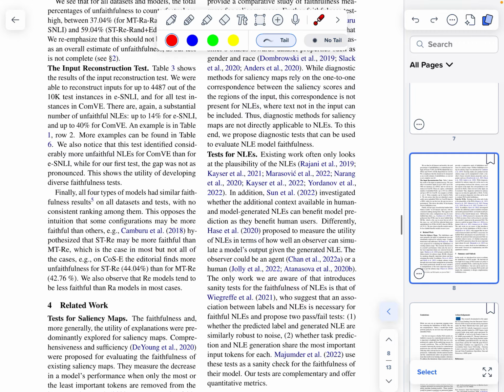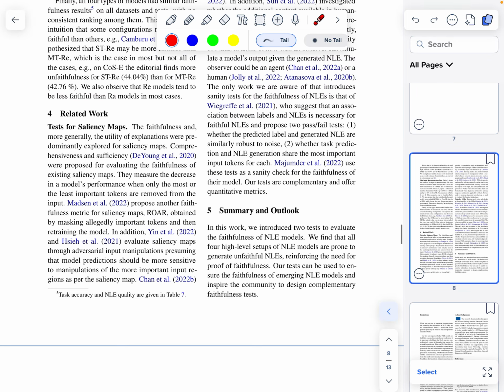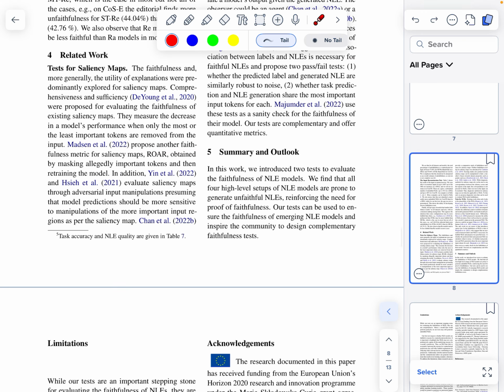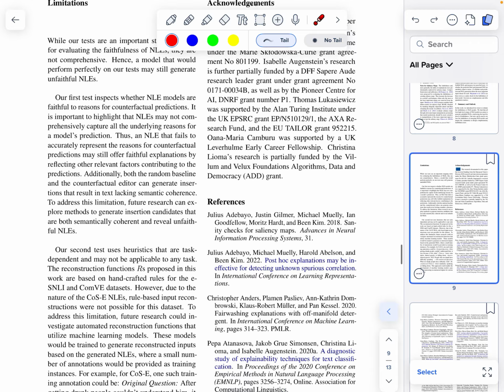I think this is talking about numbers, like how slightly different. Their contribution is introducing two tests to evaluate the faithfulness of NLE models. We find that all 4 high-level setups of NLE models are prone to generate unfaithful NLEs, reinforcing the need for proof of faithfulness. So what they're doing is indicating that this is a problem. They don't necessarily come up with a solution, and they talk about the limitations here.